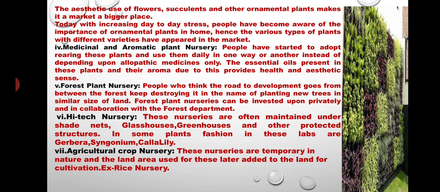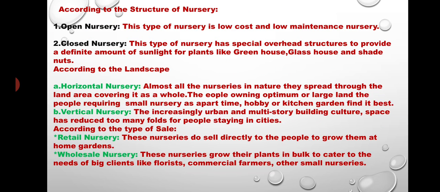Sixth one is high-tech nursery. These nurseries are often maintained under shade nets, glass houses, greenhouses, and other protected structures. Some plants grown in these are gerbera, syngonium, and calla lily. Seventh one is agricultural crop nursery. These nurseries are temporary in nature and the land area used for these is later added to the land for cultivation. The example is rice nursery.